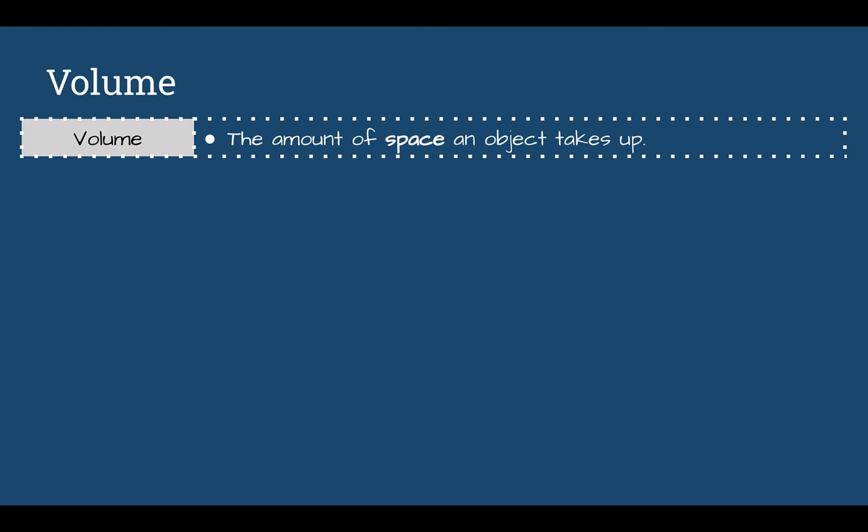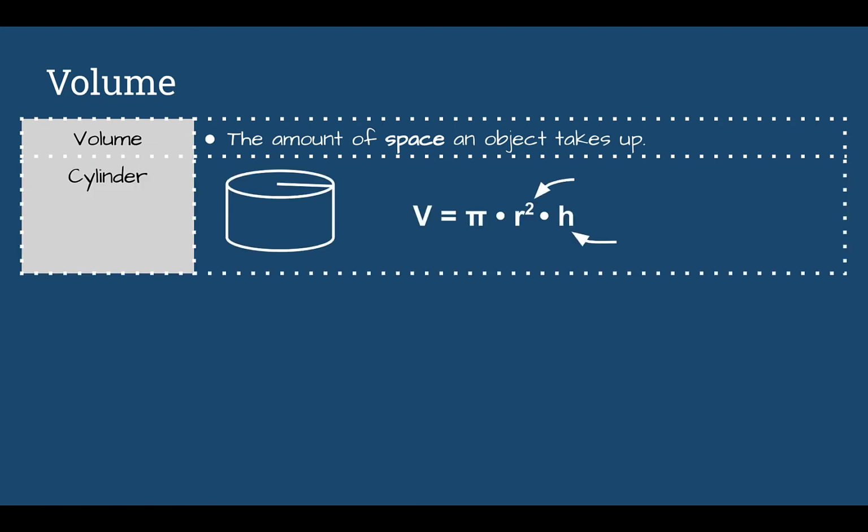So volume is the amount of space that it takes up. Many people also say that volume might mean the same thing as capacity, which is the amount of substance an object can hold, but volume is the amount of space that an object takes up. Either way, we're going to use the same formulas to figure out volume, if it's space or how much it can hold. So let's get into our three objects.